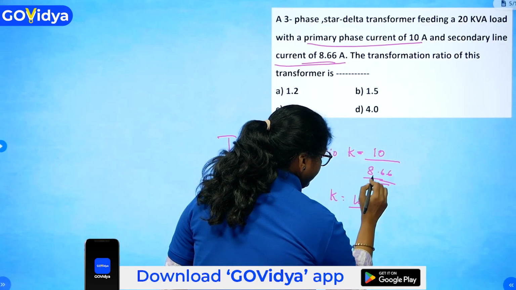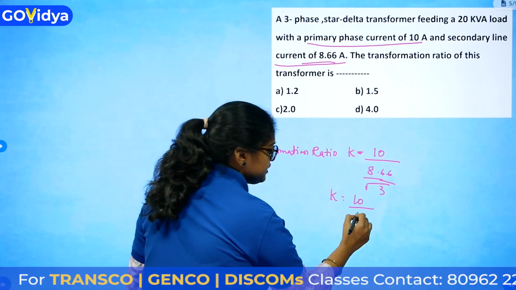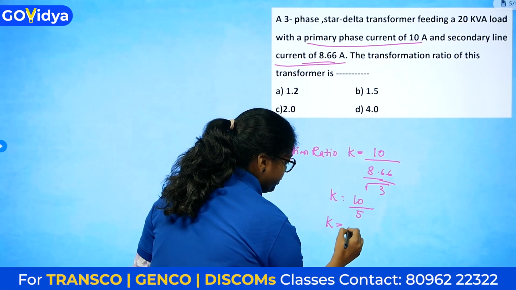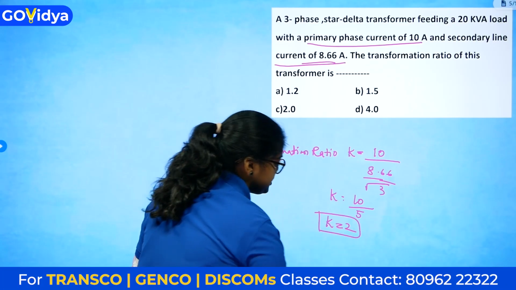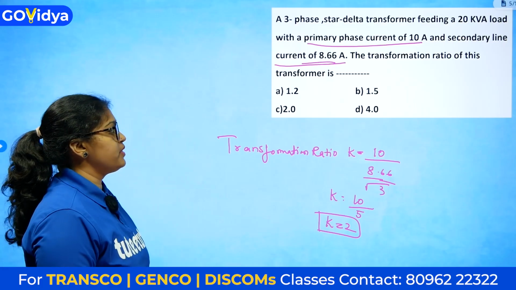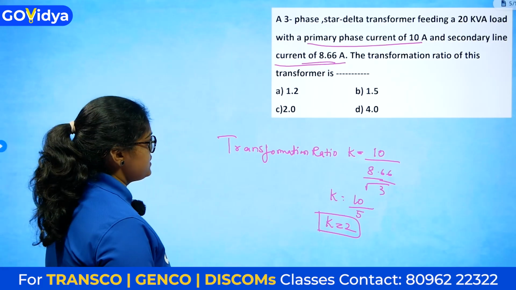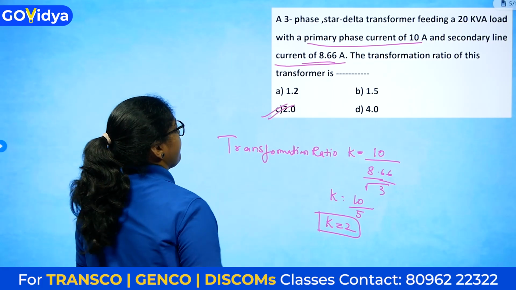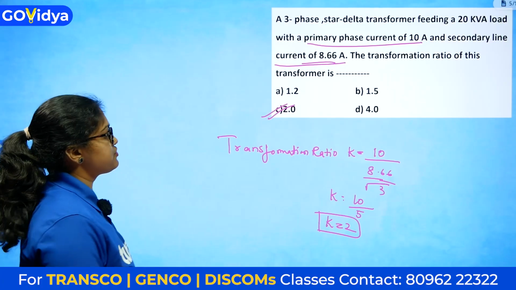10 by 5. 8.66 by root 3 is nothing but 5. So we will get K is equal to 2. So the transformation ratio of this transformer is 2. So option C matches. So clear? Let's move to the next question.